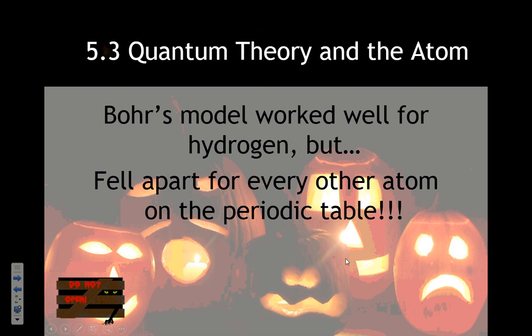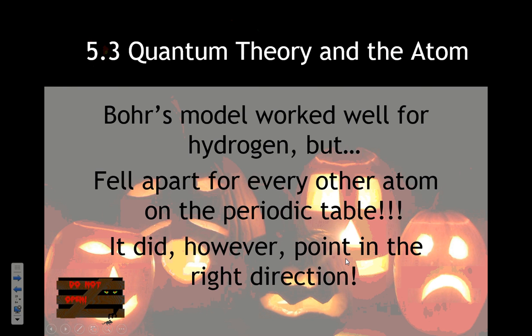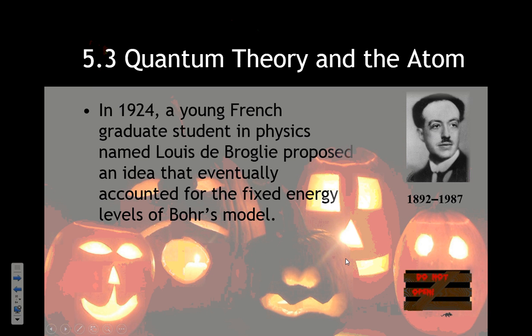So it worked great for hydrogen. And then as we got to helium, lithium, beryllium, and others, the mathematics started to fall apart, which meant there had to be problems in the theory. But at its core, it worked beautifully for hydrogen. So maybe the situation was just a little bit more complex than Bohr realized. And it did do something very, very important. It moved us in the right direction.